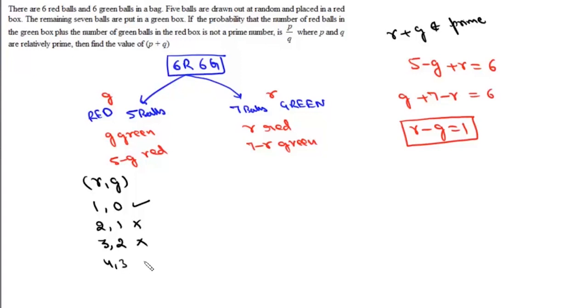4, 3, also prime. 5, 4, 5 plus 4 is 9, it is possible. And then 6, 5. 6 plus 5 is 11. So out of these 6 cases, there are only 2 cases where this R plus G is not a prime number.